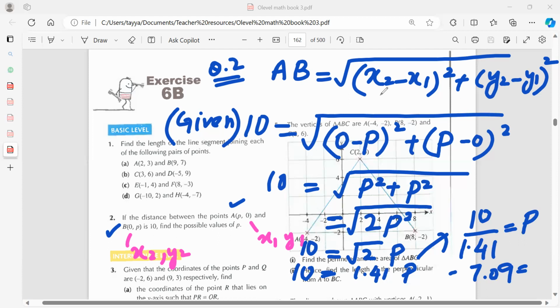Okay, we will write it as plus minus. Here the distance is given, that is already plus minus, so we can write it in the answer. So we will also write this plus minus 7.09. Okay. Have you done this? Yes, miss. Okay.